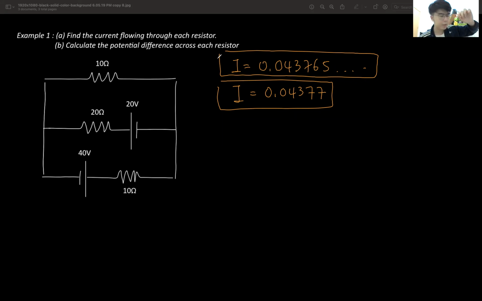Sometimes in the circuit, the current is already labeled for you, so you don't need to label it yourself. For example, in 2B, the current is already labeled for you. You can use that current.